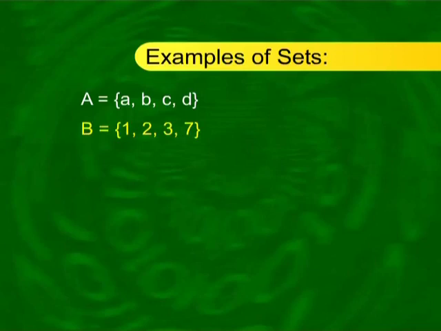Students, the set itself is denoted by a capital letter, usually, such as capital A, capital B, capital C, and the elements in the set are denoted by small letters. As you see in the examples on the screen, the set A could be consisting of small a, small b, small c, and small d, and the set capital B may consist of the numbers 1, 2, 3, and 7.